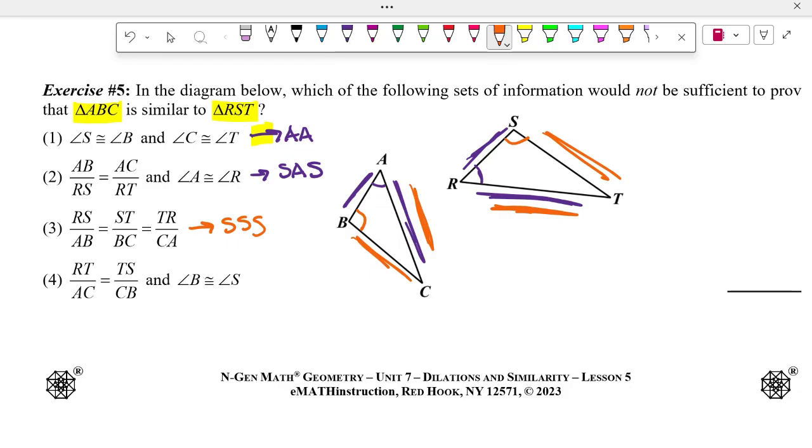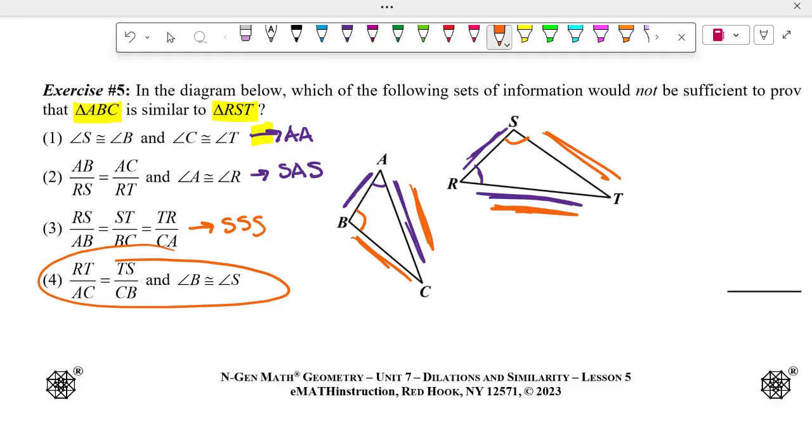Okay? It doesn't prove congruence. It doesn't prove similarity. The only exception to that rule is when you're dealing with hypotenuse leg. But for the most part, jack diddly. So at no point should I ever see you guys put SSA as a postulate to prove anything. So 4 is your answer.